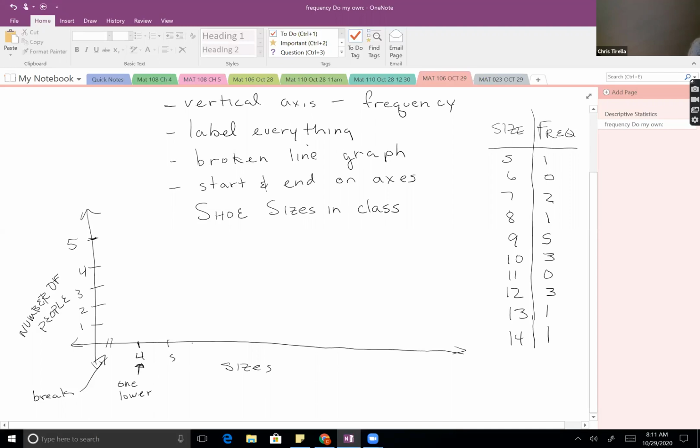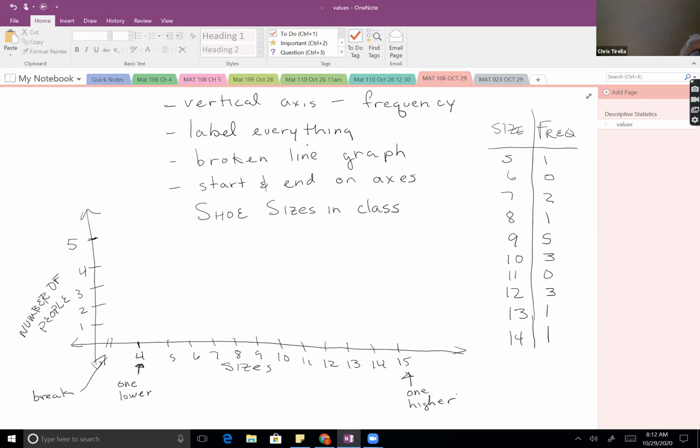And then I'll have my 5, 6, 7, 8, 9, 10, 11, 12, 13, 14. And then I want to also go 1 higher than my highest value. And we had said that we want to start and end on the axis. And that's why I want to go 1 lower and 1 higher.